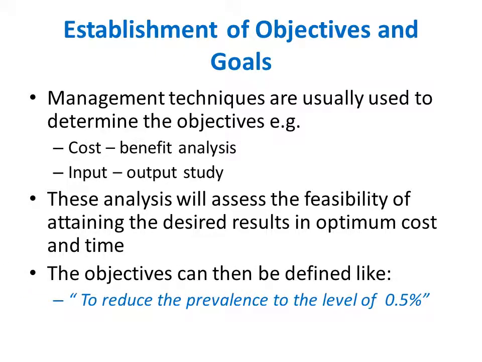One example is to reduce the prevalence of the disease in question to a level of 0.5%.